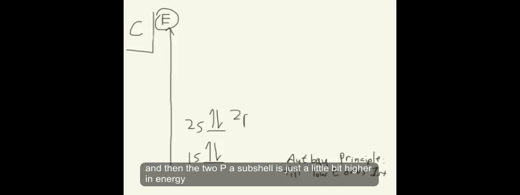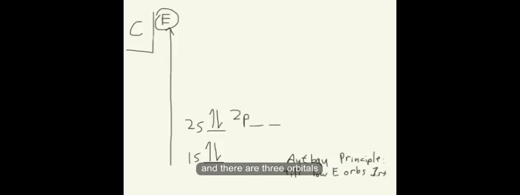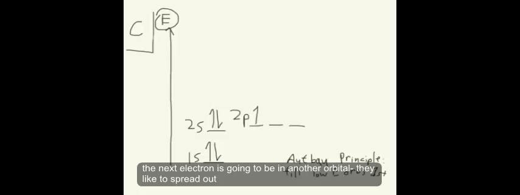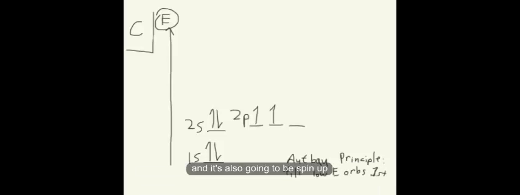And then the 2p subshell is just a little bit higher in energy, and there are 3 orbitals in that 2p subshell. So the first electron that goes in there is a spin up, and then the next electron is going to be in another orbital. They like to spread out, and it's also going to be spin up.